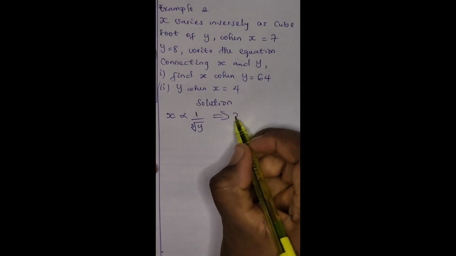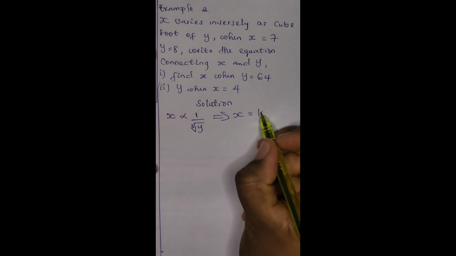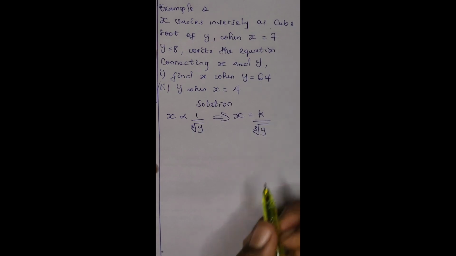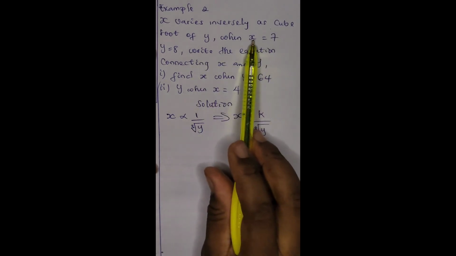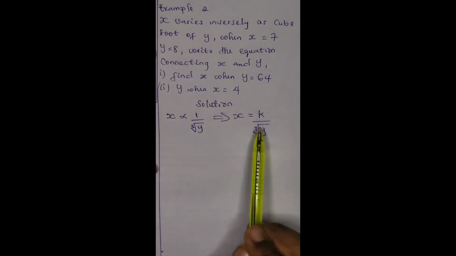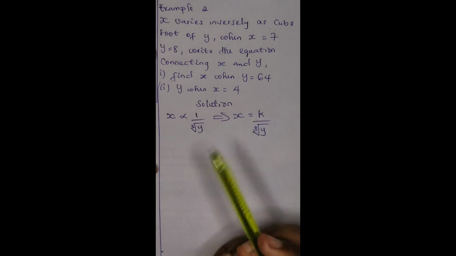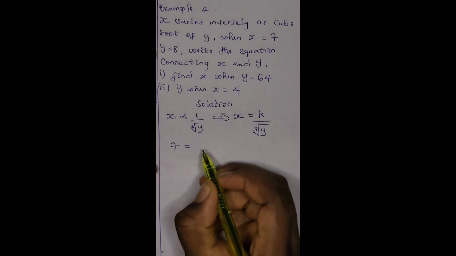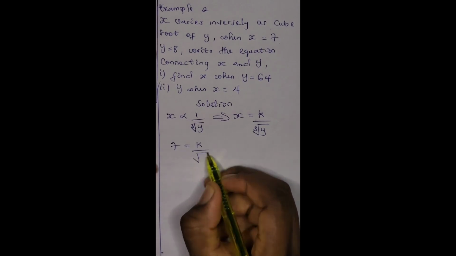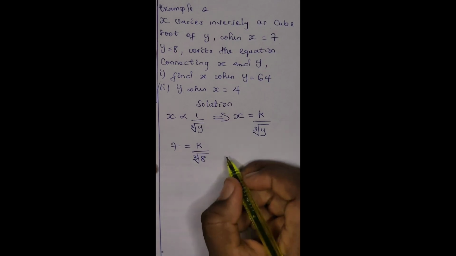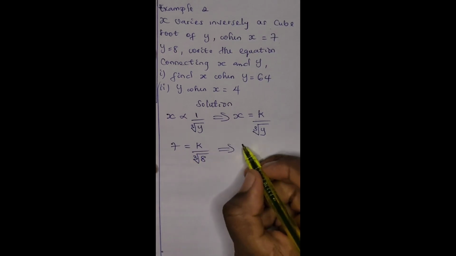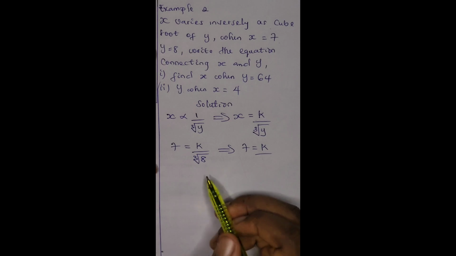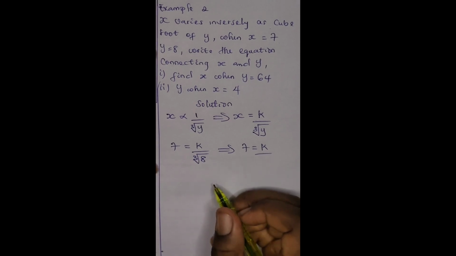This implies that x is equal to, introducing our constant k, k over the cube root of y. Now, first of all, we will be using x equal to 7 and y equal to 8 to get the value of our constant. This will give us x as 7 equal to k over the cube root of 8.